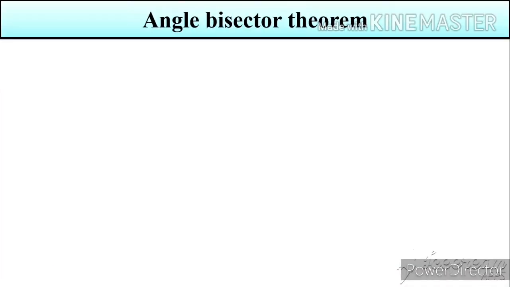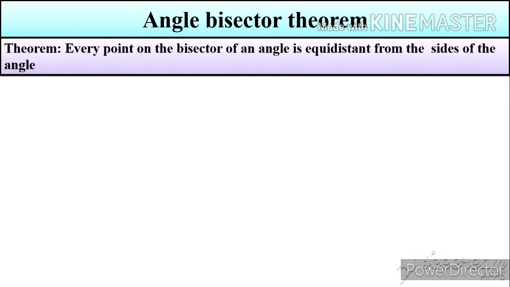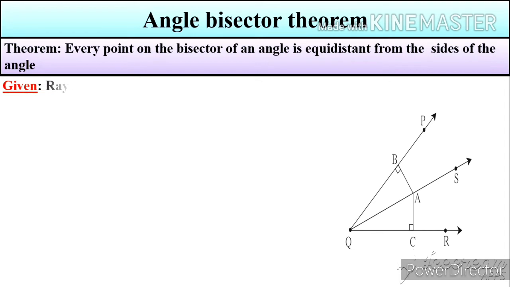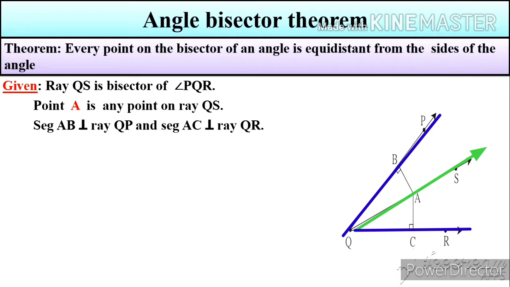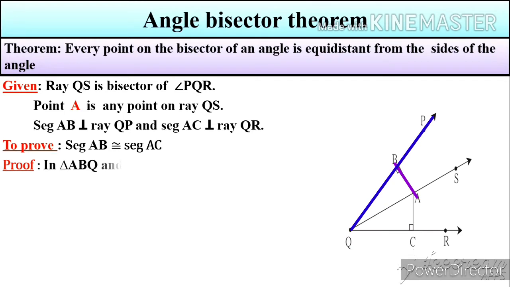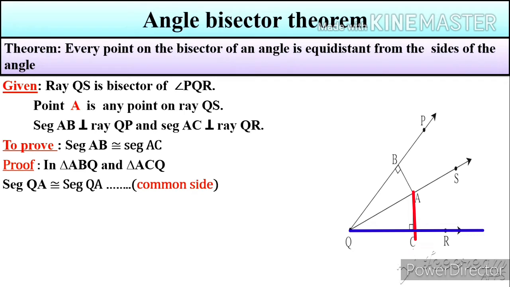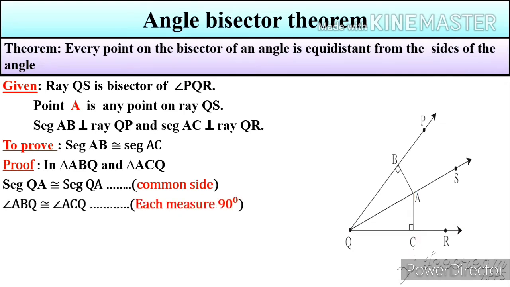Now, students, we will see the angle bisector theorem. In this theorem, every point on the bisector of an angle is equidistant from the sides of the angle. The figure is given on your screen. The given information we have: ray QS is a bisector of angle PQR. Point A is any point on ray QS. Segment AB is perpendicular to ray QP and segment AC is perpendicular to ray QR. Here we have to prove segment AB is congruent to segment AC.